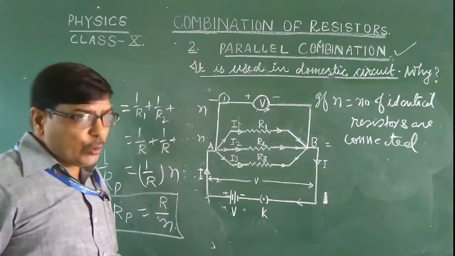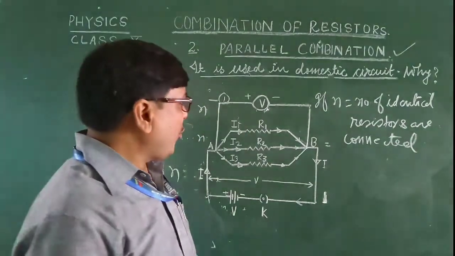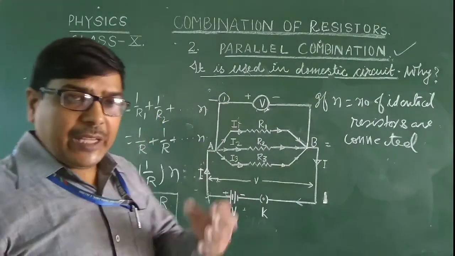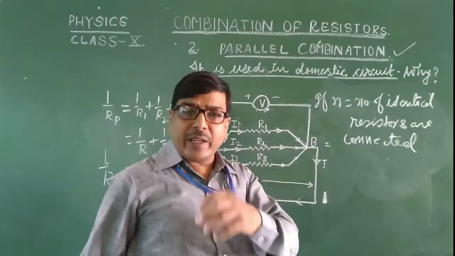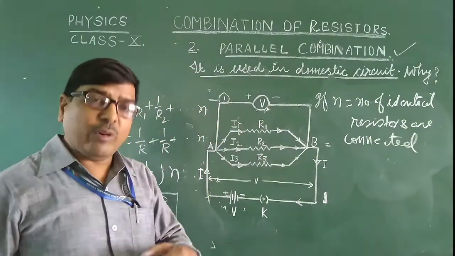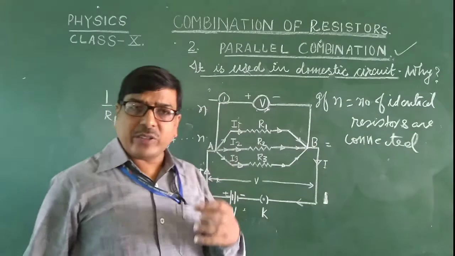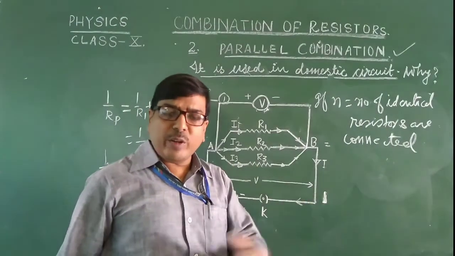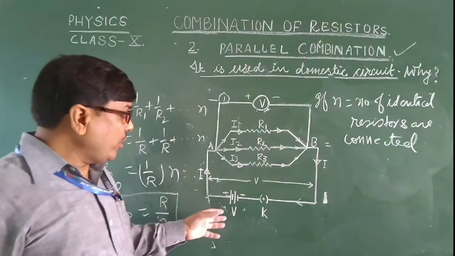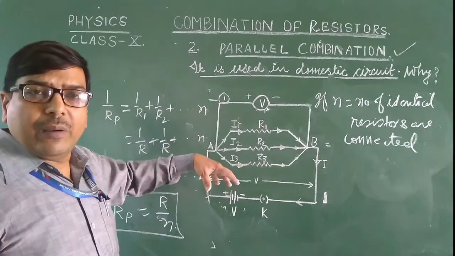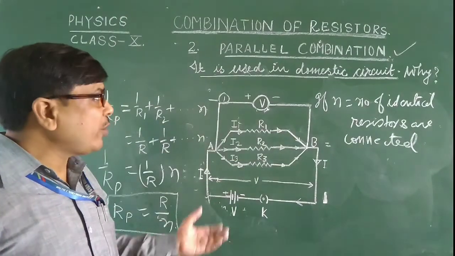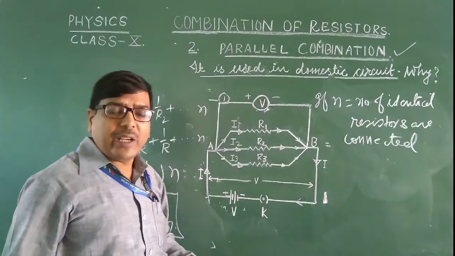It is used in domestic purposes for various advantages, because each and every electrical instrument receives the same voltage, and if any one of the resistances or devices is in off position, the others will work properly and efficiently, and the resistance of the circuit in parallel connection decreases. That's why it is also used in domestic circuits.